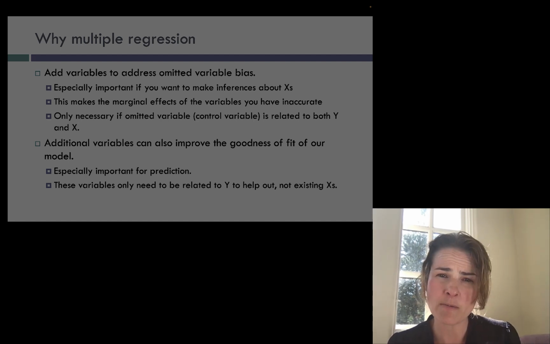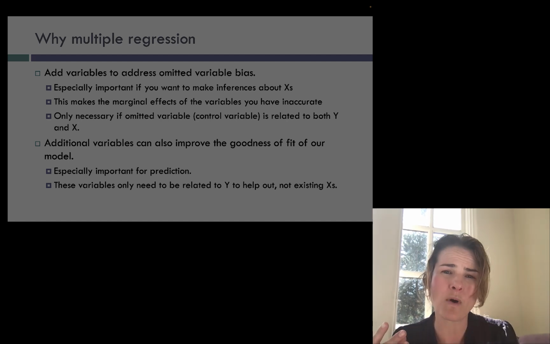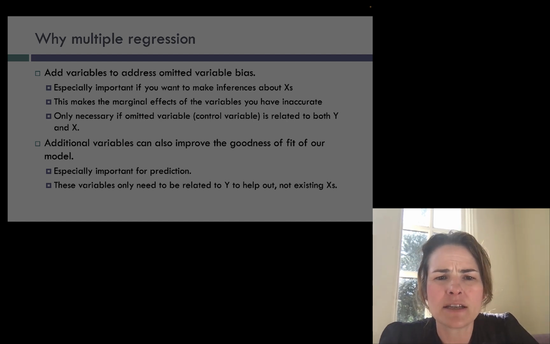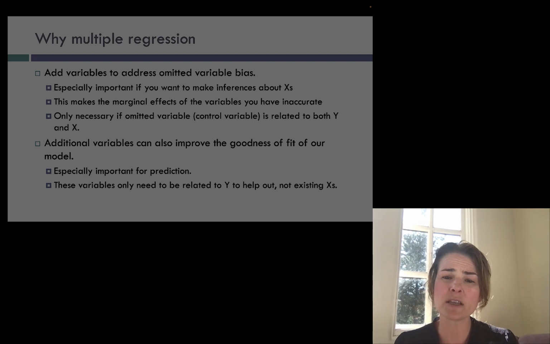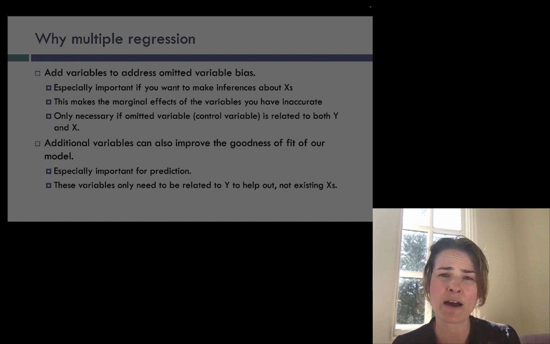When omitted variable bias is present, it makes the marginal effects of the variables we have inaccurate, to put it in technical language, right? We don't really know the influence of x on y if we have omitted variable bias. And including these variables to address omitted variable bias, so using control variables, is only really necessary if that omitted variable is related to both the y variable and the x variable.